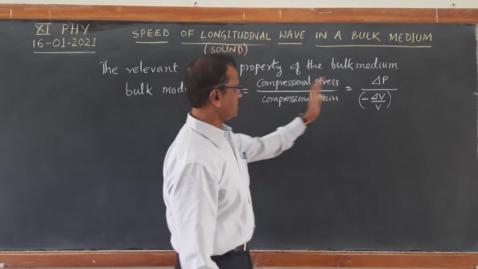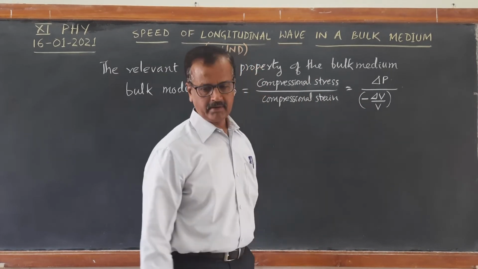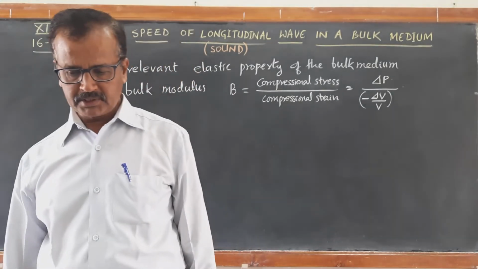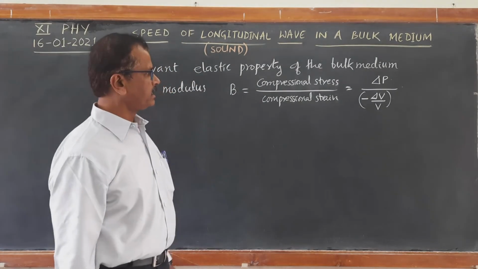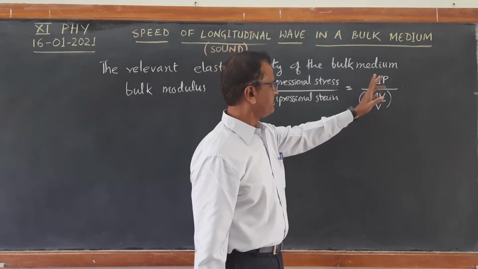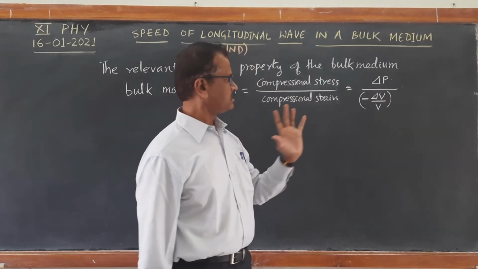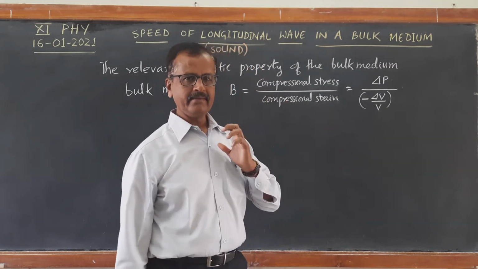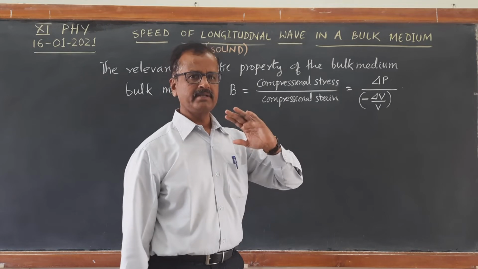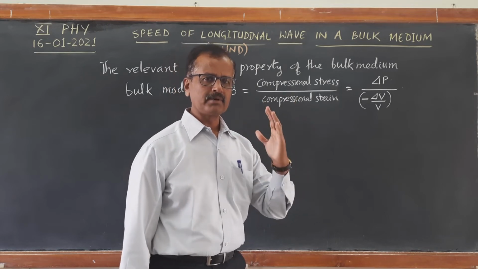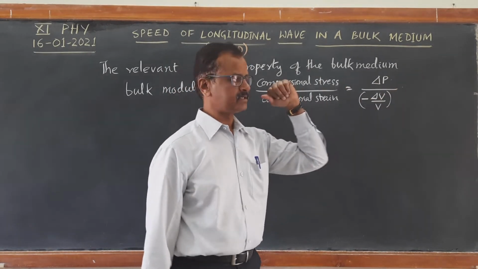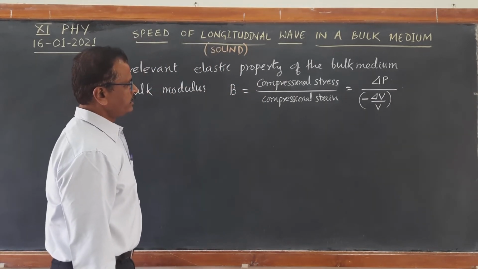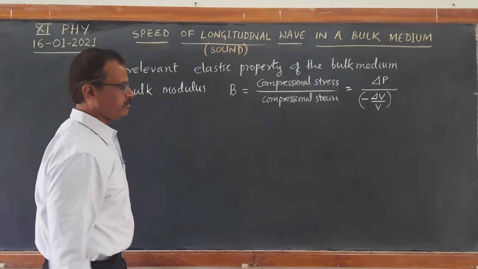So B is equal to delta P by delta V by V, or you can just take P itself as the pressure. So change in pressure delta P is produced as a result of change in volume per unit volume, which we call compressional strain, when a longitudinal wave travels by the formation of alternate compressions and rarefactions. Okay. Now we will write what are the dimensions of bulk modulus.